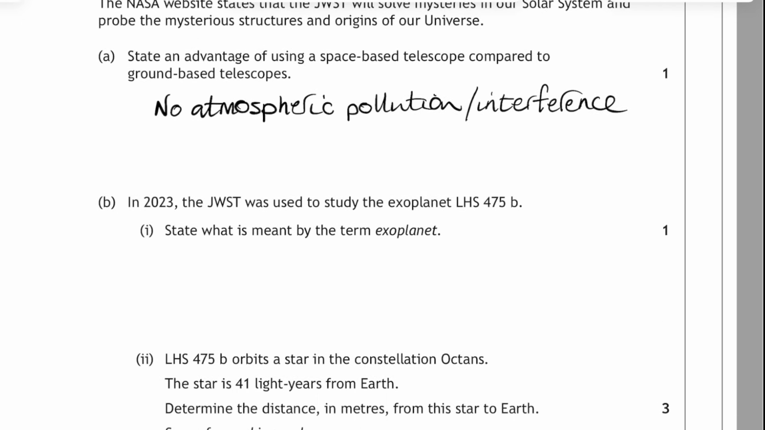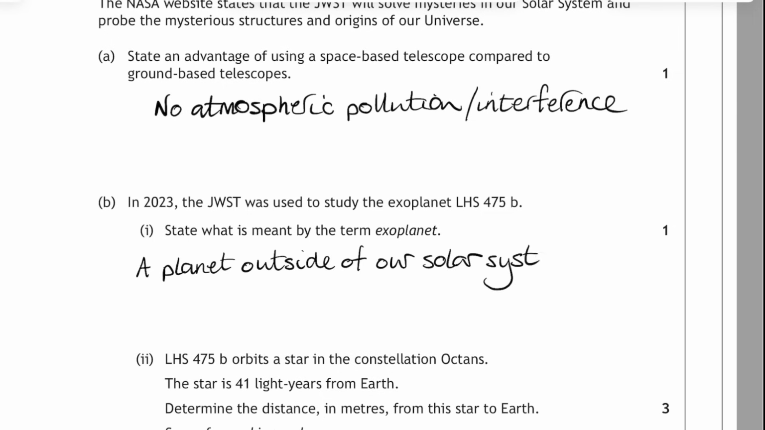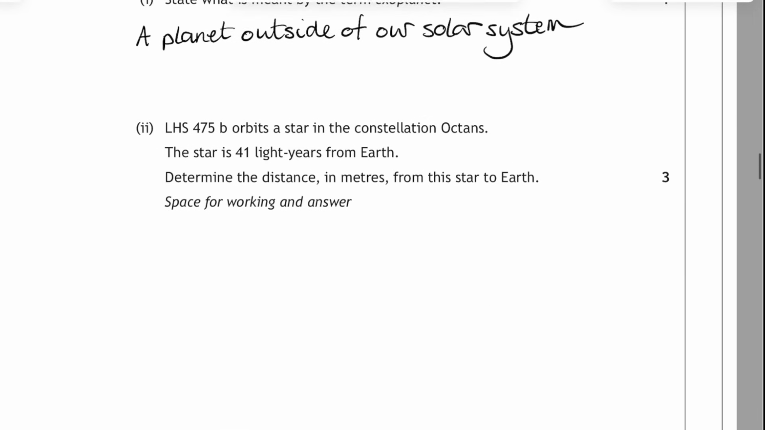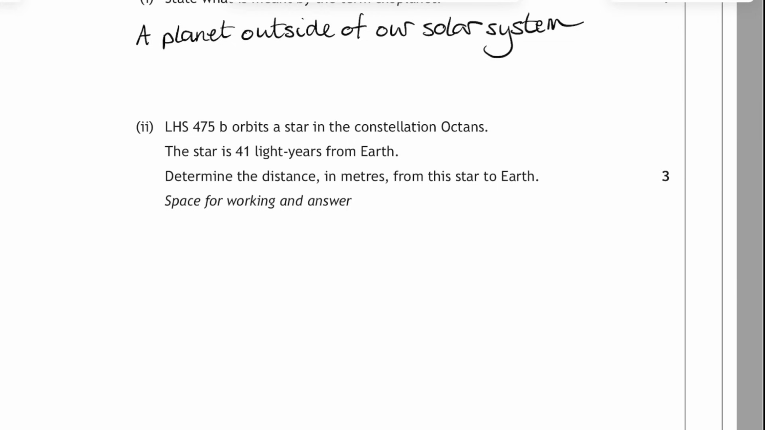Then part B, in 2023, the James Webb Space Telescope was used to study the exoplanet LHS 475b. A strange naming system for these things, but hey-ho, state what's meant by the term exoplanet. Well, that's a planet that's outside of our solar system, or a planet that is orbiting another star. And for part 2, LHS 475b is orbiting a star in the constellation Octans, and the star's 41 light years away, and we've to determine the distance in metres from this star to the Earth.